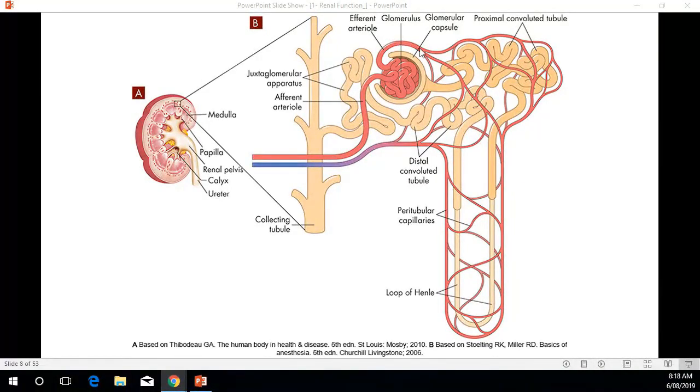Afterwards, this efferent arteriole will break down into smaller branches, which will then travel along the tubules, and then it will become a venule when it is leaving the nephron. Okay, this is the basic structure of the tubules and the blood vessels around the tubules. Does that make sense?